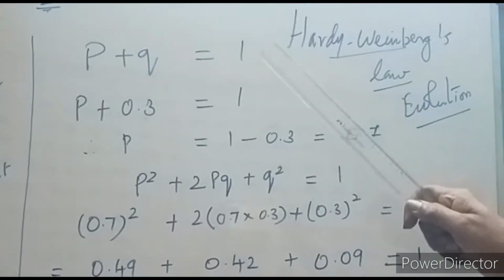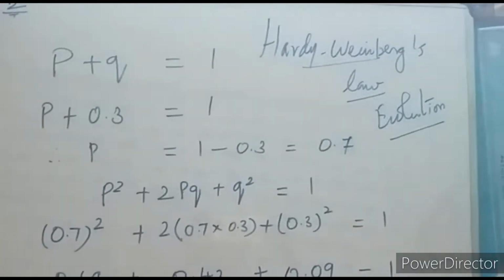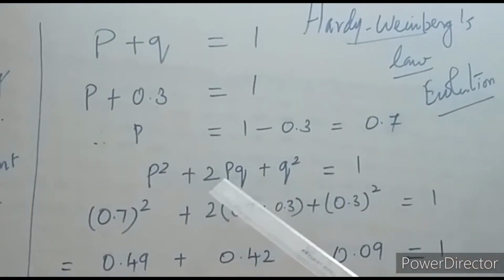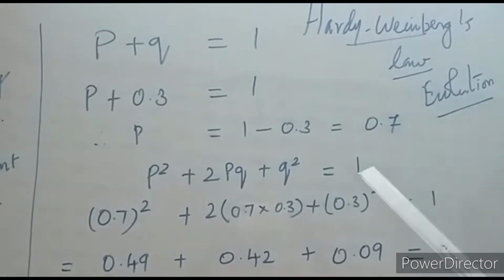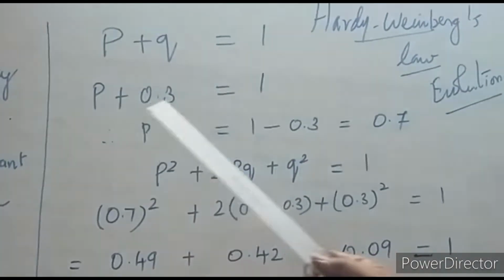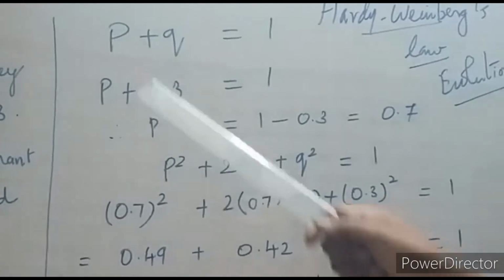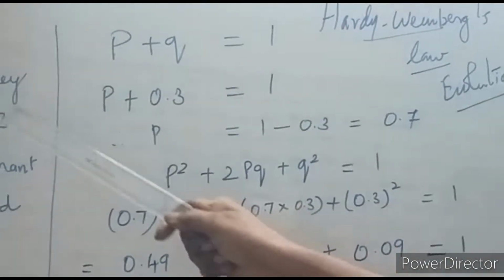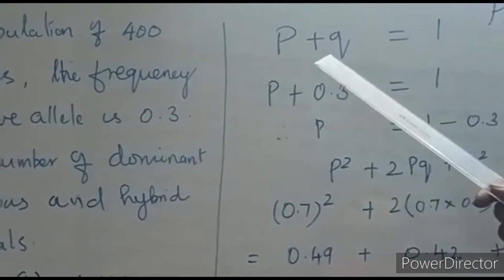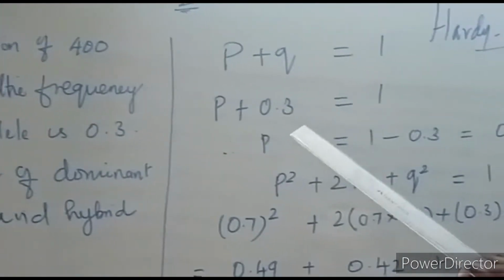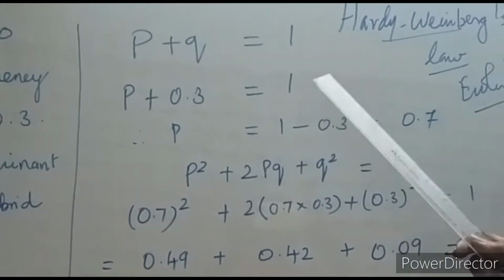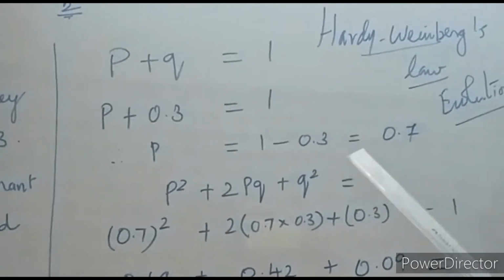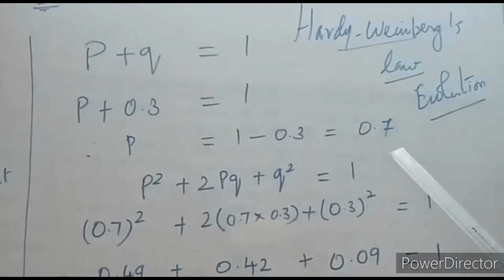Hardy-Weinberg's law is p + q = 1 or p² + 2pq + q² = 1. Now we shall apply the values of the problem. p + q = 1. So p + 0.3, where 0.3 represents q, the recessive allele, is equal to 1. So we have to find out p. p is equal to 1 minus 0.3, that equals 0.7.